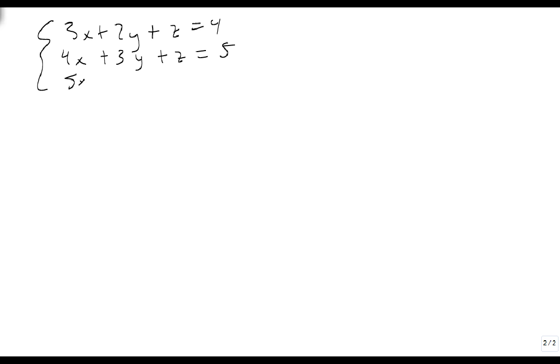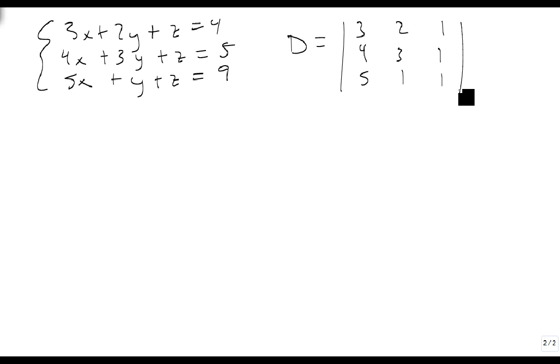So, let's suppose that we have the system 3x plus 2y plus z equals 4, 4x plus 3y plus z equals 5, and 5x plus y plus z equals 9. Well, first we're going to set D as 3, 2, 1, 4, 3, 1, 5, 1, 1. And I'm going to pick my ugliest row and column, which is the first column, and this will go plus, minus, plus.